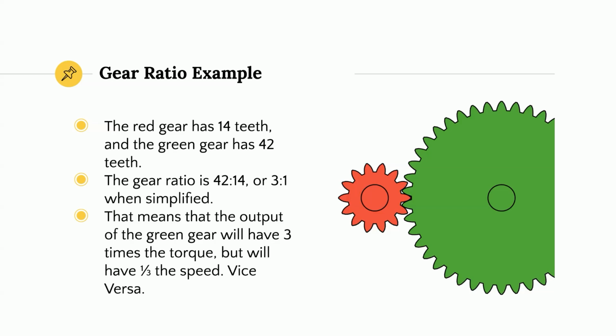So the green gear will be spinning at 1/3 the rate, so 1/3 the speed, but in exchange, it'll have 3 times the torque. So it'll be able to output 3 times the amount of force per the distance away from the axle.